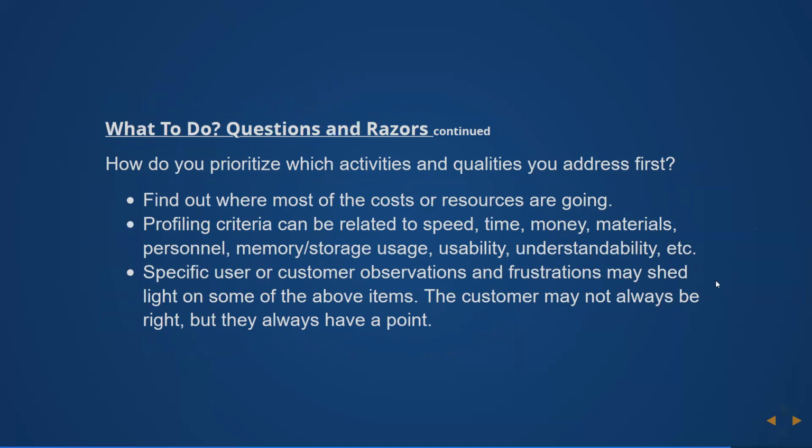The next question to ask is, how do you prioritize what to look at first? One way to do it is through profiling. You figure out where most of your resources are going with respect to speed, time, money, materials, people, computer resources, usability, understandability, and any other quality or characteristic you can think of.